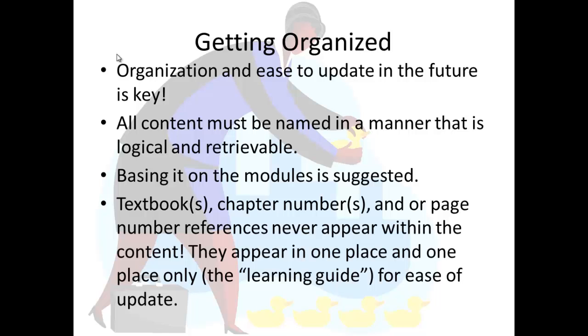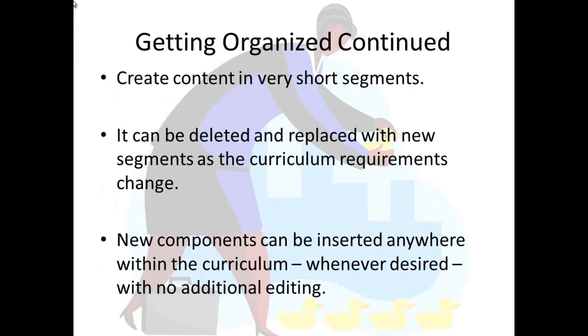Some of the big tips that I came across is number 1, all of your content needs to be named in a fashion that is logical and retrievable. The resources that I read suggested naming everything based on the modules. They also suggest never ever putting any textbook chapter numbers or page references within the content, because then you would have to update and edit that in multiple places. You only want that information to appear in one place, and we'll talk about where that is a little bit later.